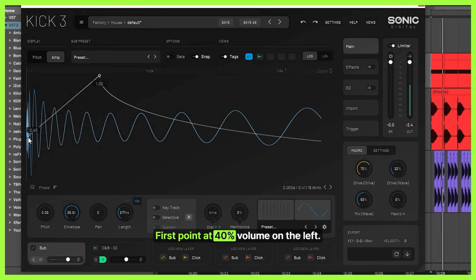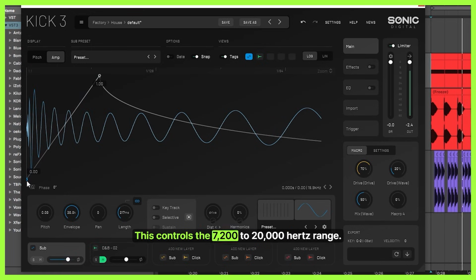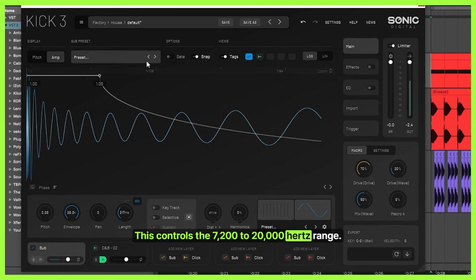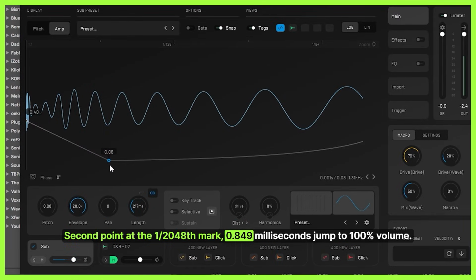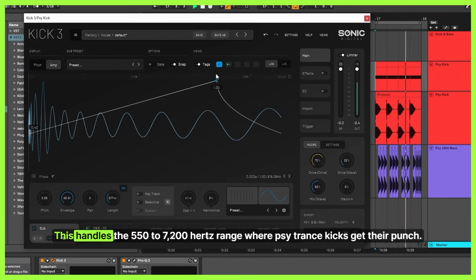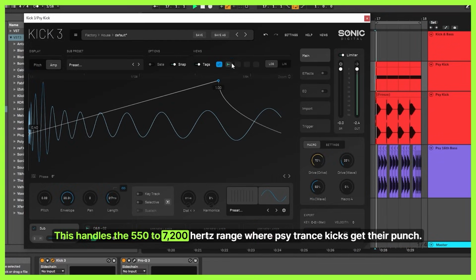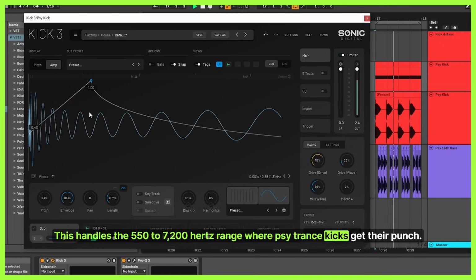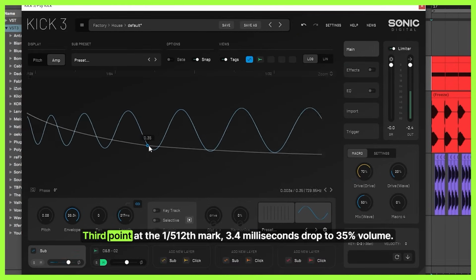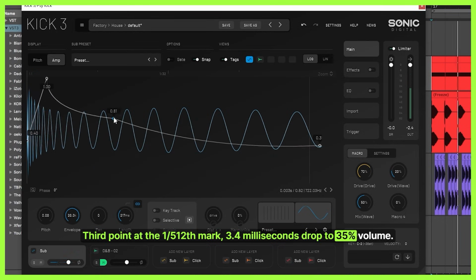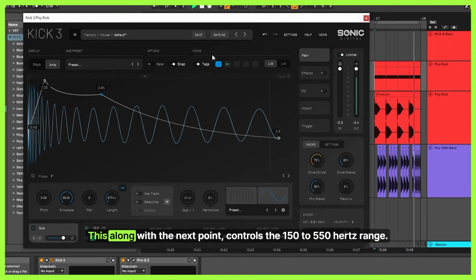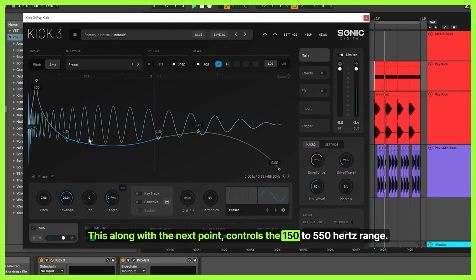First point at 40% volume on the left. This controls the 7,200 to 20,000 Hz range. Second point at the 2048th mark, 0.849 milliseconds, jump to 100% volume. This handles the 550 to 7,200 Hz range where Psytrance kicks get their punch. Third point at the 1512th mark, 3.4 milliseconds, drop to 35% volume. This, along with the next point, controls the 150 to 550 Hz range.